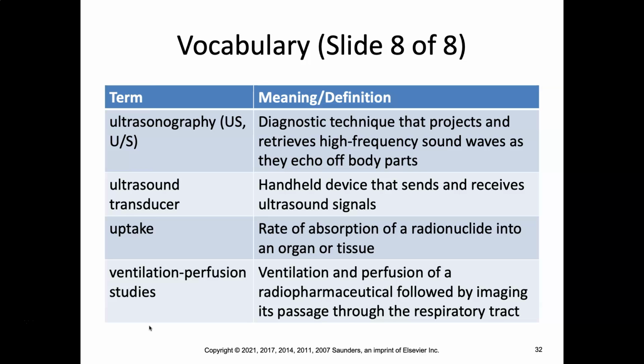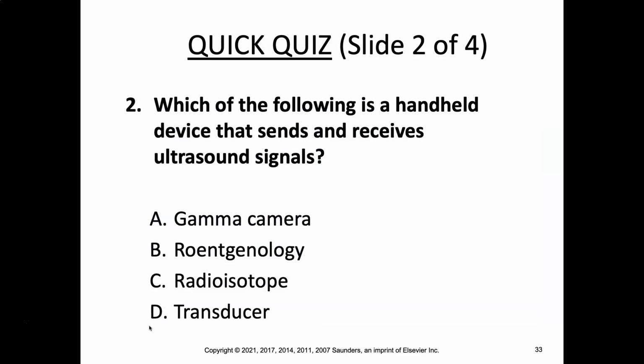That's that handheld device that sends and receives. So if you've ever seen an ultrasound and you notice they've got this handheld device and they're running it over whatever body part they're doing the ultrasound on, that's the transducer. Uptake, ventilation perfusion studies. If you see VQ scan, think lungs. VQ scan is lungs. So ventilation perfusion studies.